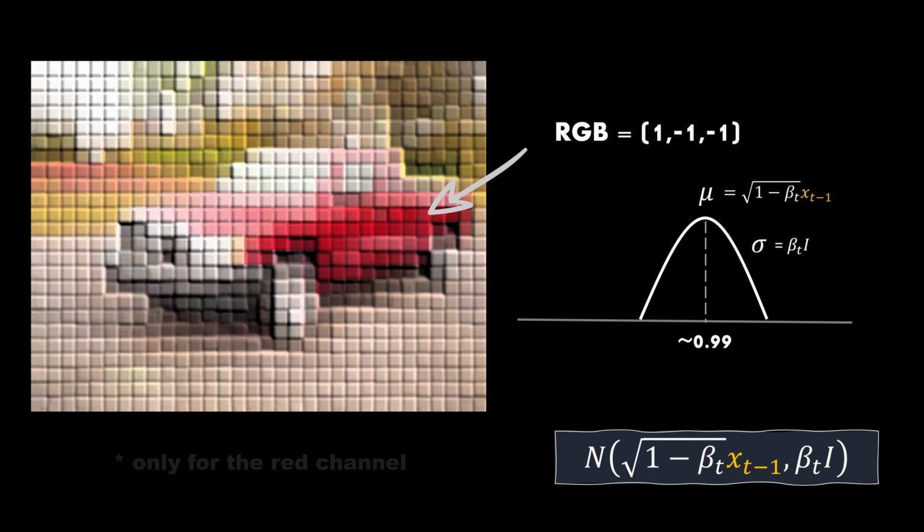According to the previous formula, the distribution of our next image is now described by this mean and variance. That means the values of our red pixel multiplied with the square root of 1 minus beta is exactly the mean of our distribution for that single pixel. Depending on the noise level beta, this could for example be 0.99 for the first image. The variance is fixed to beta.